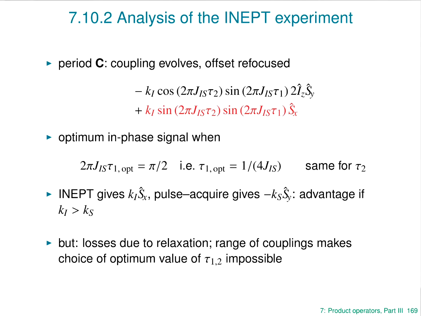Now, in theory, this ought to work perfectly, but nothing in this world works perfectly. You've got to bear in mind that during these delays, there will be losses due to relaxation, so that will lose some signal. And if you've got a range of values of the coupling, you can't choose the optimum value for all of the couplings. But in fact, this tends to work very well for transfer through one-bond couplings.